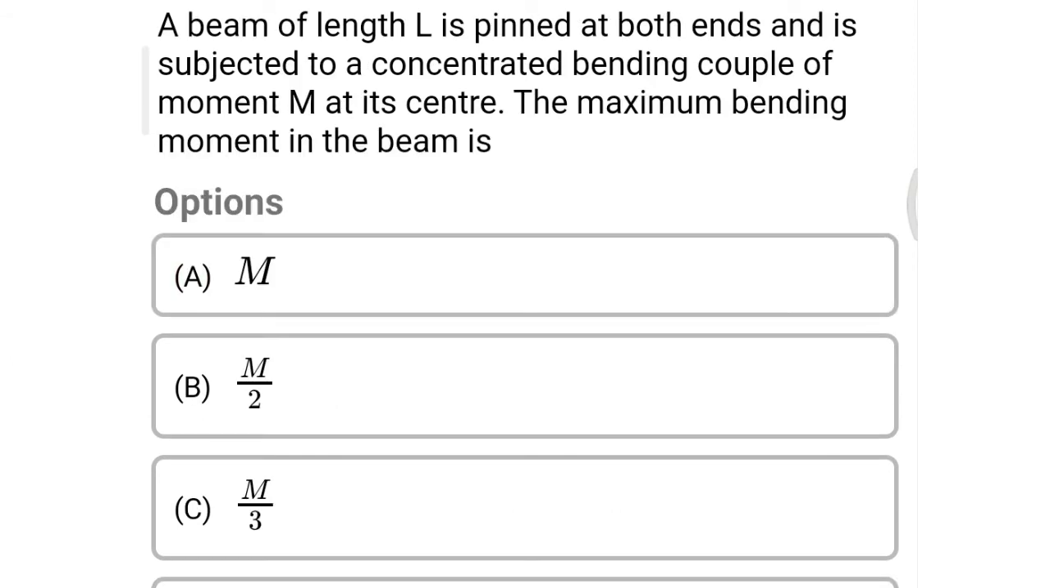So next question: a beam of length L is pinned at both ends and is subjected to a concentrated bending couple of moment M at its center. The maximum bending moment in the beam is: option A, M; option B, M by 2; option C, M by 3; option D, ML by 2. So the correct answer is option A, M.